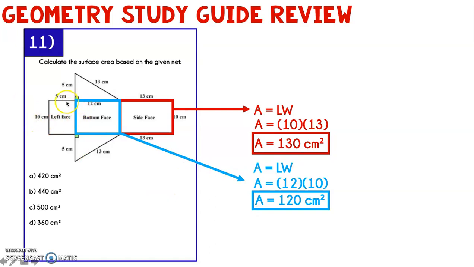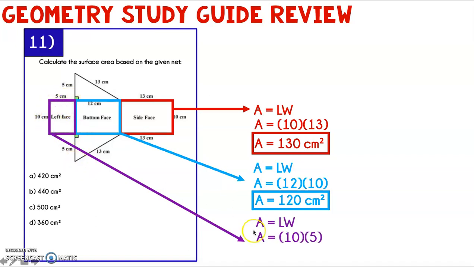The only rectangle left is a 5 by 10, so it doesn't work. We're going to have to show our work for that one. So let's take a look at that rectangle. We have area equals length times width. The length is 5 and the width is 10. When we multiply those, we get 50 centimeters squared.